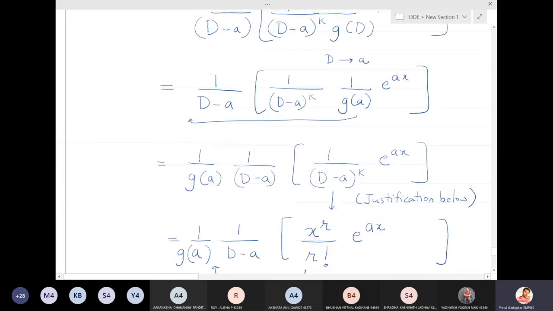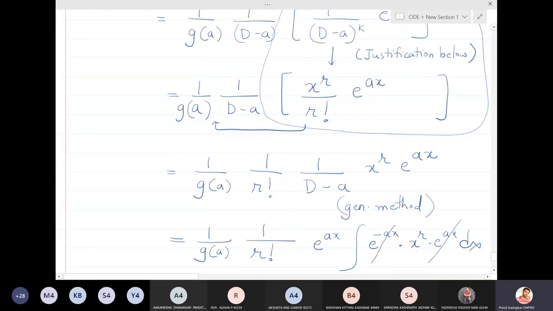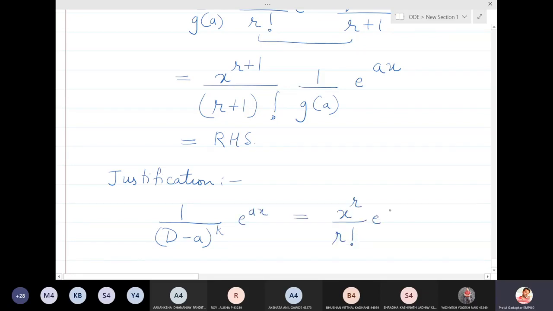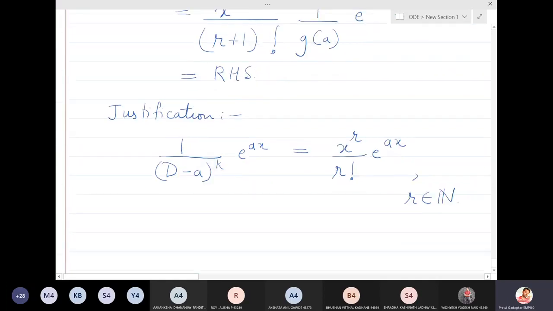Only one step is remaining to justify. How did I get this particular thing? So it is very easy. Justification: 1 upon D minus a raised to k, e raised to ax will be equal to x raised to r upon r factorial, e raised to ax. Now how will I justify this? What is r? Where r is again a natural number. How will I justify this?